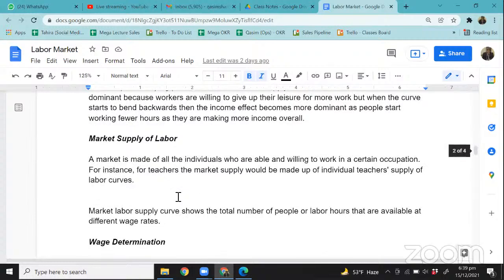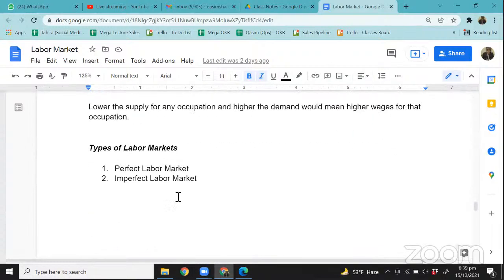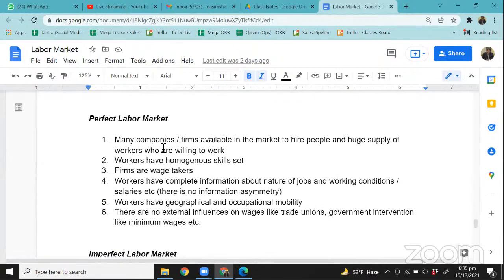So let's first understand what is perfect labor market, right? Think about this. The perfect labor market is where there are many companies and firms available in the market to hire people and a huge supply of workers who are willing to work, right? So on one hand, there are a lot of companies who want to hire people, and on the other hand, there are a lot of people who are willing to work. That's the perfect labor market we're talking about.